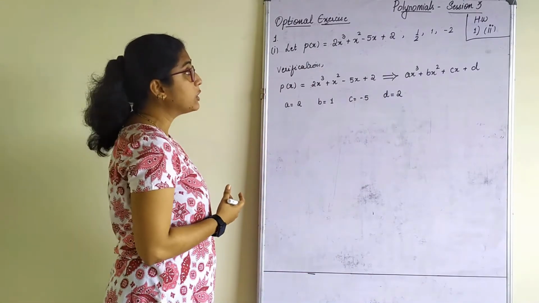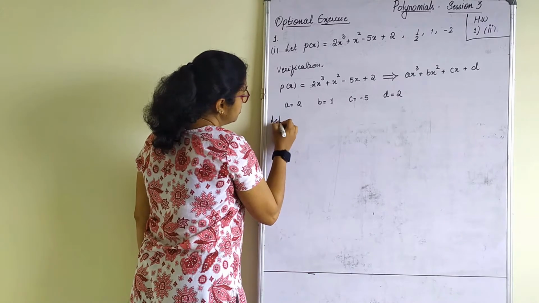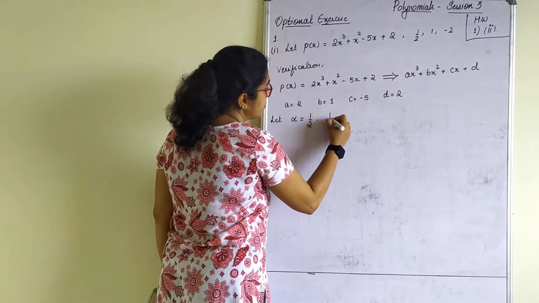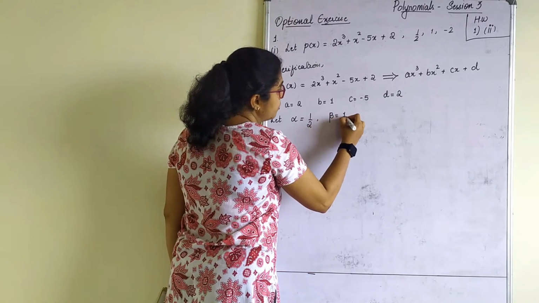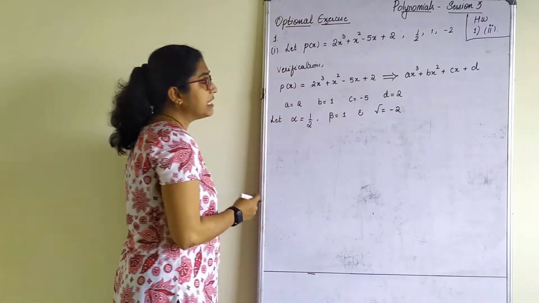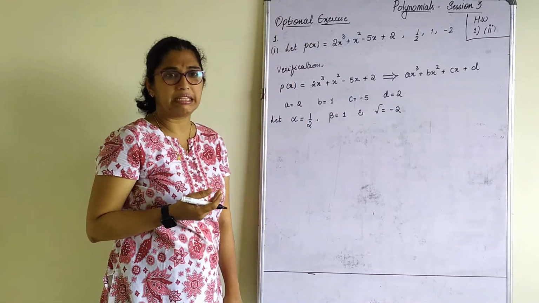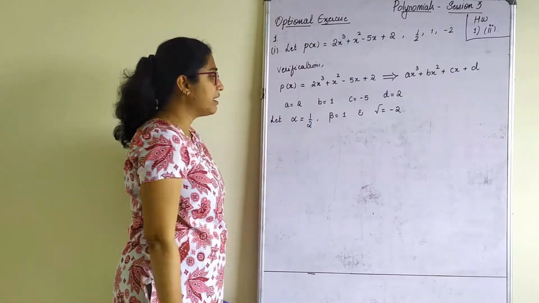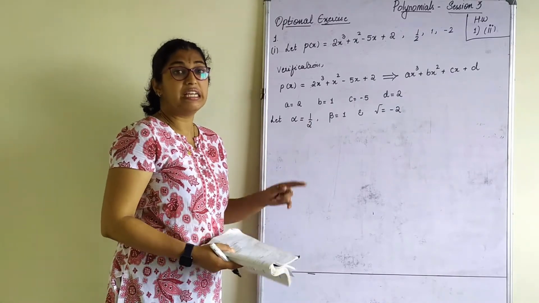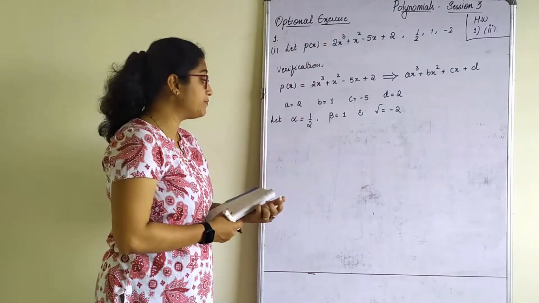Okay. What are your 3 zeros here? Do you know that? So let alpha is equal to 1 by 2, beta is equal to 1 and gamma is equal to -2. Why? I can also take alpha as -2, beta as 1 and gamma as 1 by 2. Anything. 3 zeros of the polynomial. So let alpha is equal to 1 by 2, beta is equal to 1 and gamma is equal to -2 because these are the 3 zeros of the given cubic polynomial. Now we have to verify.